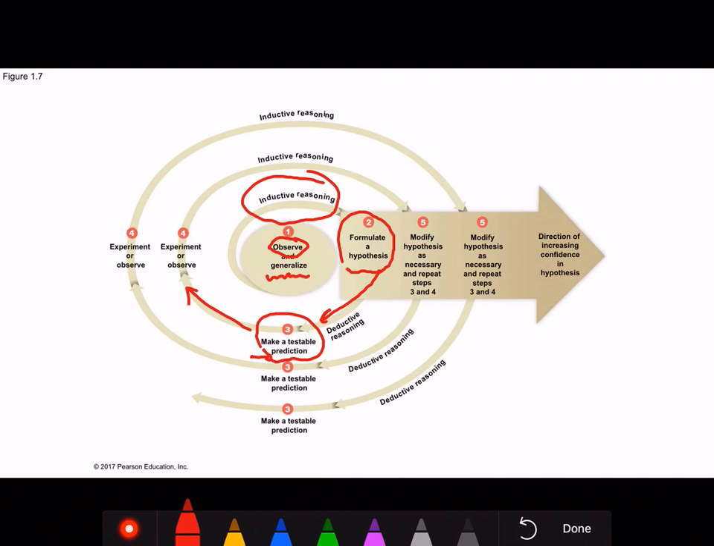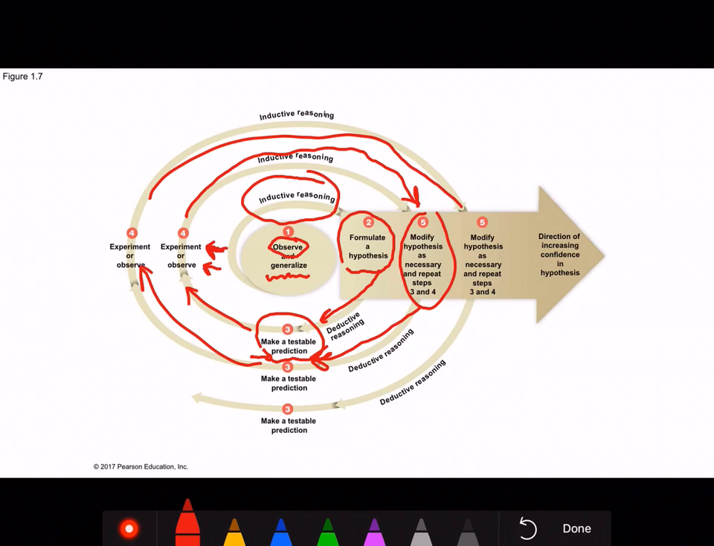this prediction and it has to be testable, we will go and experiment, either by doing a real experiment in the lab or outside, or by observing. If we are talking about animals or plants, we are going to observe them. Now, these experiments will come up with results. These results are either going to confirm our hypothesis or deny it. So we would modify our hypothesis and repeat the step again.